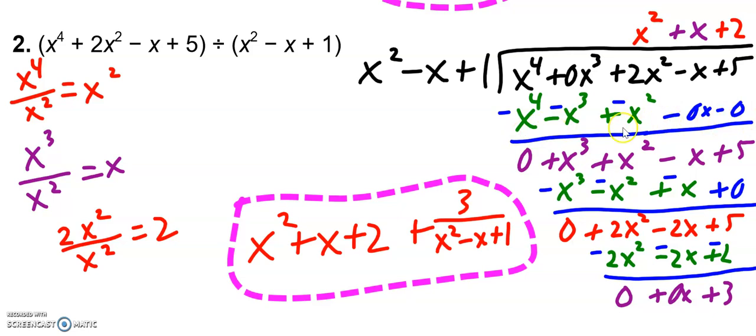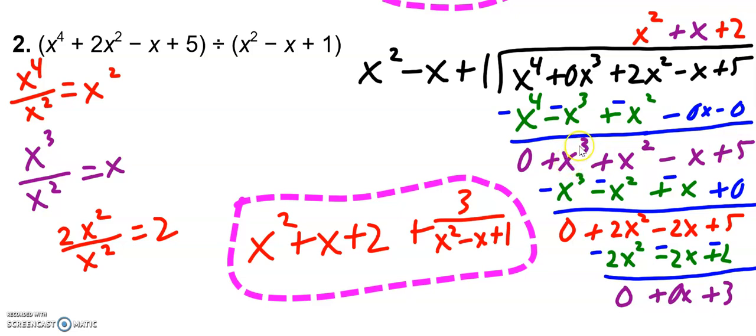Now the blue is showing my subtraction. So x to the fourth minus x to the fourth is 0x to the fourth, or 0. 0x to the third minus negative x to the third is actually positive x to the third. 2x squared minus x squared is just 1x squared, and negative x minus 0 is negative x, and 5 minus 0 is 5. So that was one cycle. Divide, multiply, subtract. Repeat now.